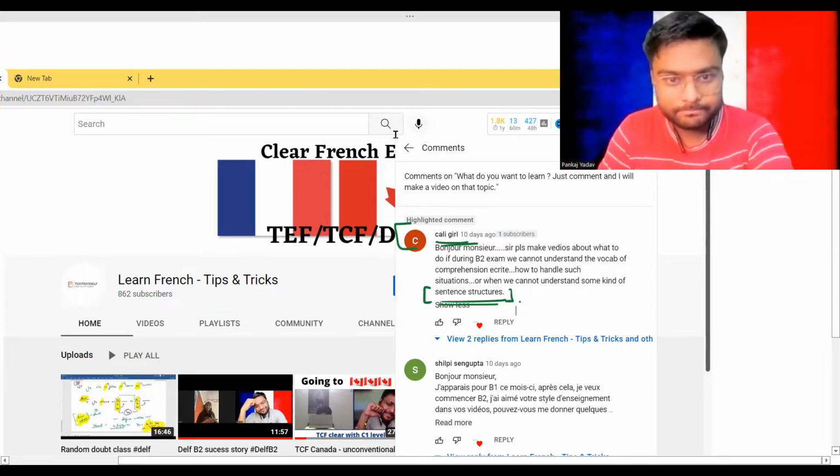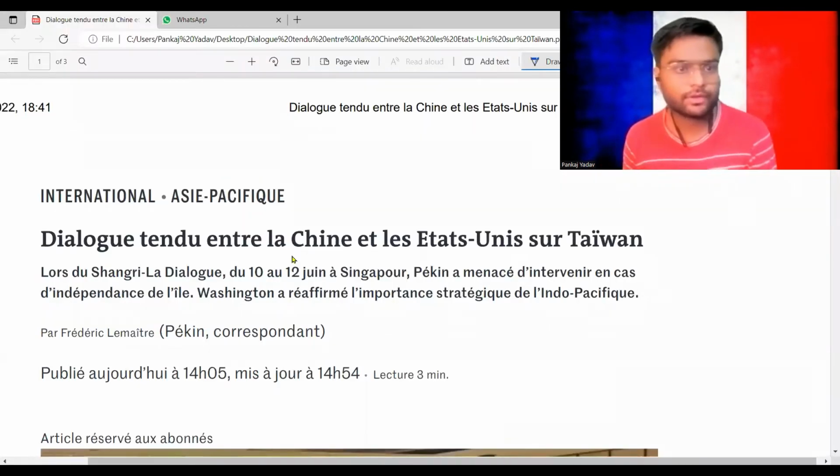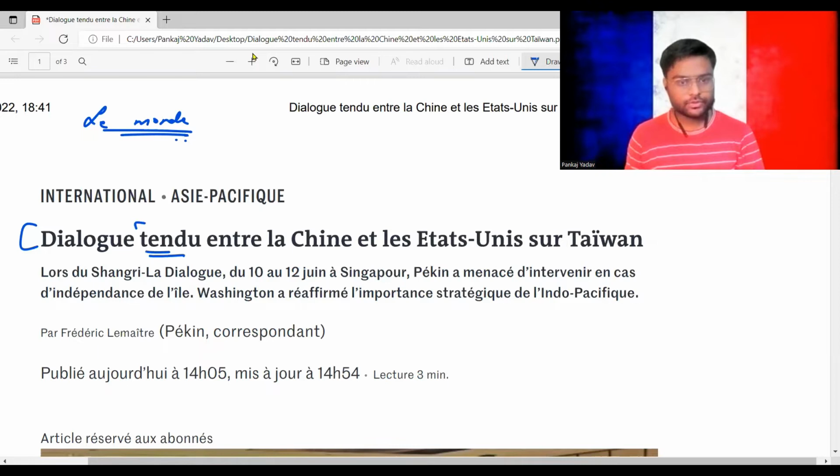So let me just show you something. Let me just share it on the screen. Suppose this is the topic. I took this from Le Monde. Here also there are a few things which you will not understand. So what you can do is, dialogue tendu entre, for example, tendu entre la Chine et les États-Unis sur Taiwan.